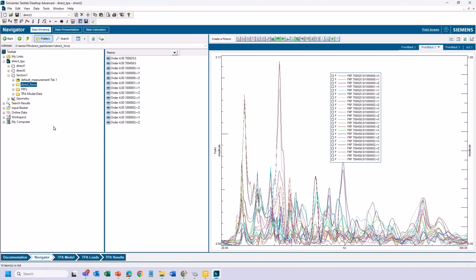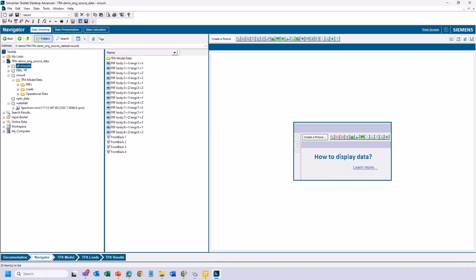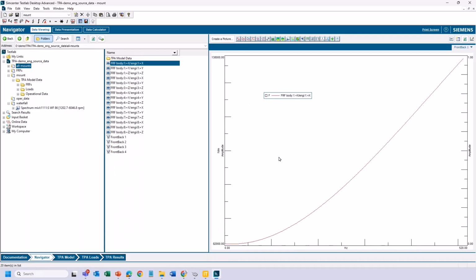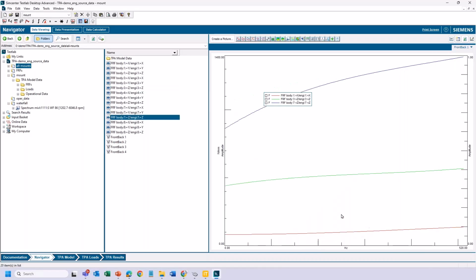Back here, I got a different set of data, which has, for example, mounts. If I look at the mount here, you see it's Newton per meter. A lot of times people look at this in Newton per millimeter. Depends how you like looking at your mount stiffness. And you can see it's a curve versus frequency. And I have different mounts in the structure. They're at different spring rates as a function of frequency.